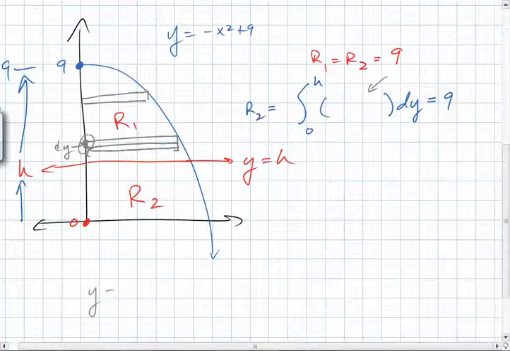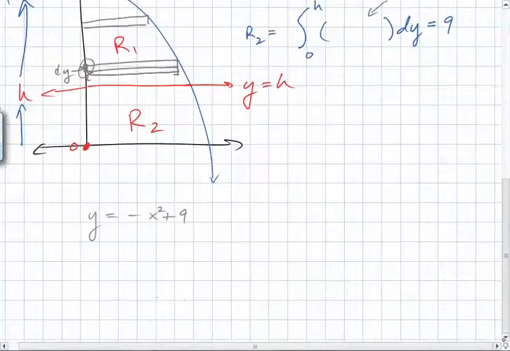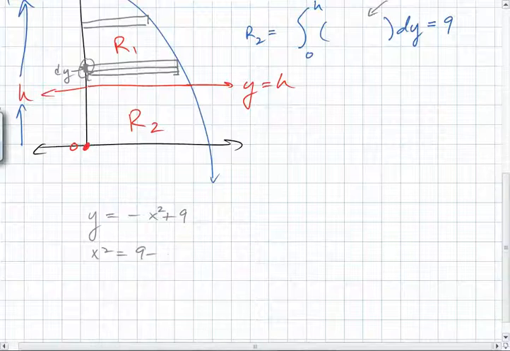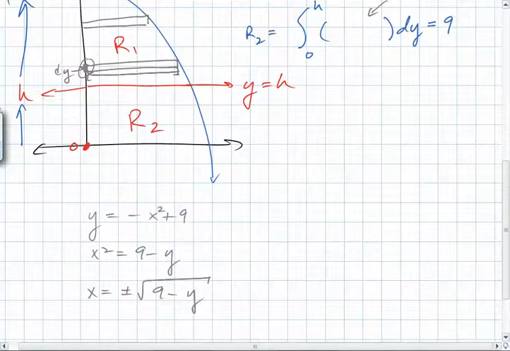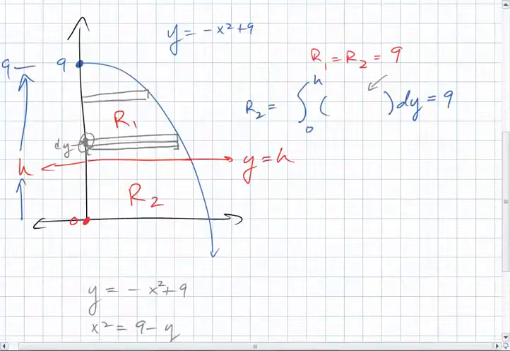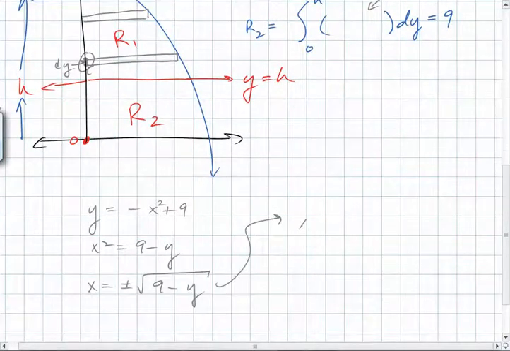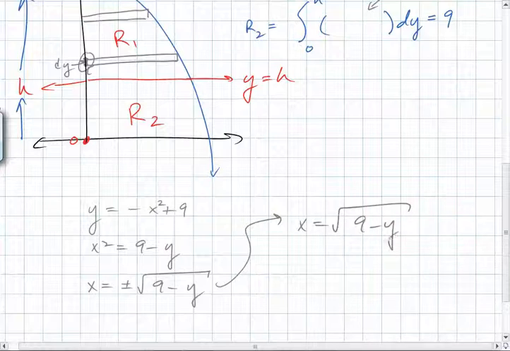You know that y is equal to negative x squared plus 9, correct? What can you solve for now? You can solve for x. So what do you have? You have x squared is equal to 9 minus y. So x is equal to plus or minus the square root of 9 minus y. So that's two of them. It's plus and minus. The positive x values and the negative x values. Which ones do we want? The positive x values or the negative x values? We want the positive x values. So which one are we going to take? We're going to take x is equal to the square root of 9 minus y. And where are we going to put that?